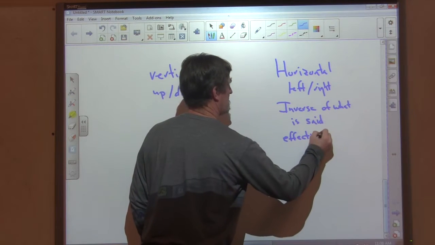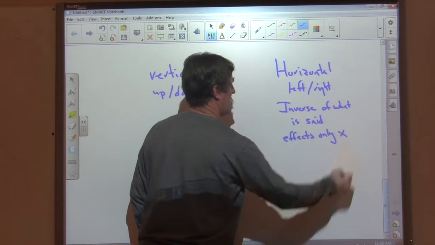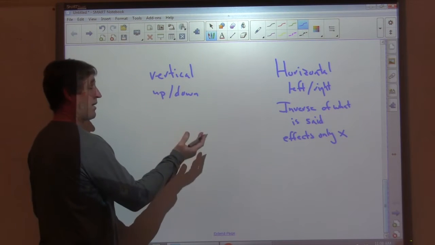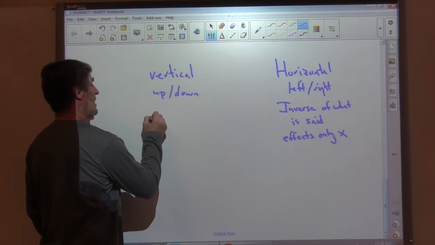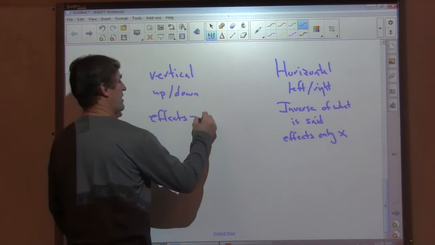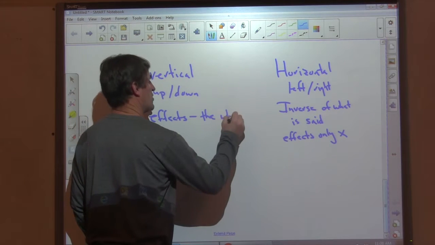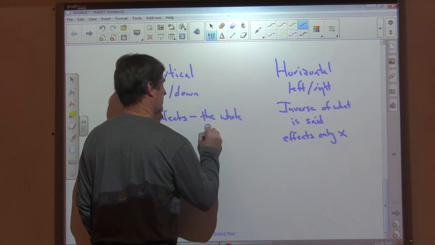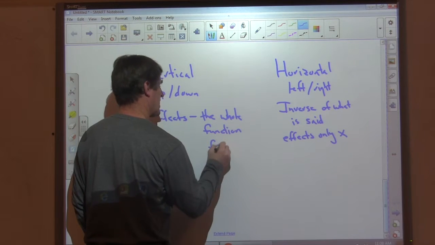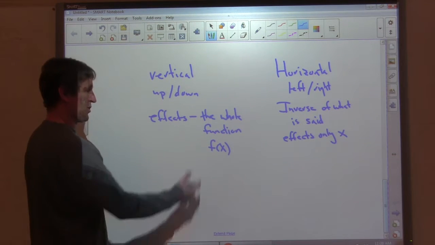affects only x. With vertical, it's whatever number it says it is, but it affects the whole function. Or you could just say it affects f of x, which is the whole thing.